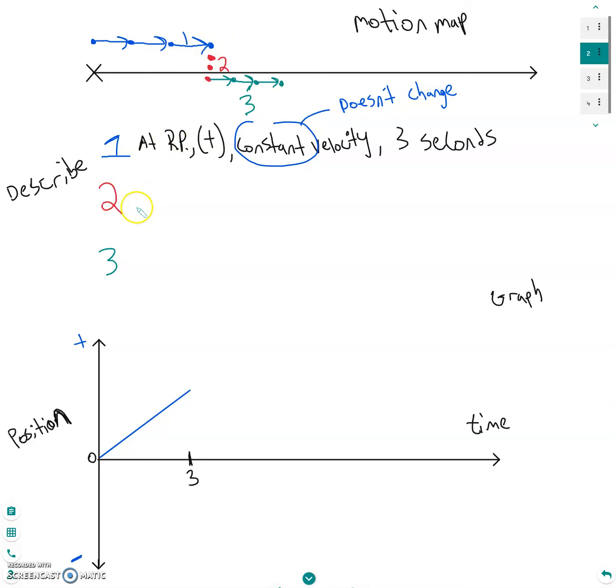In part 2, we are going to stop for 0, 1, 2, 3.